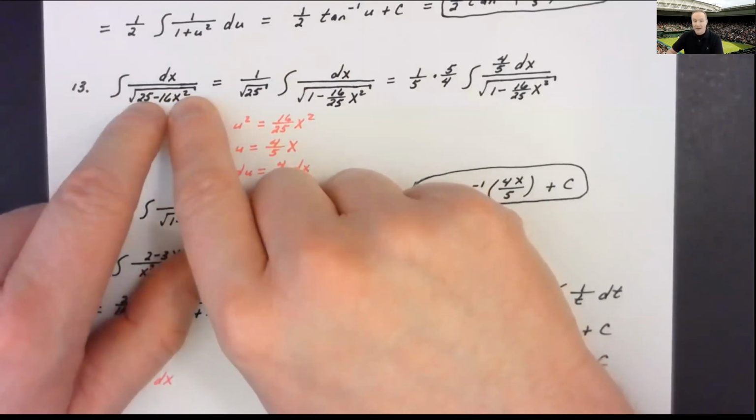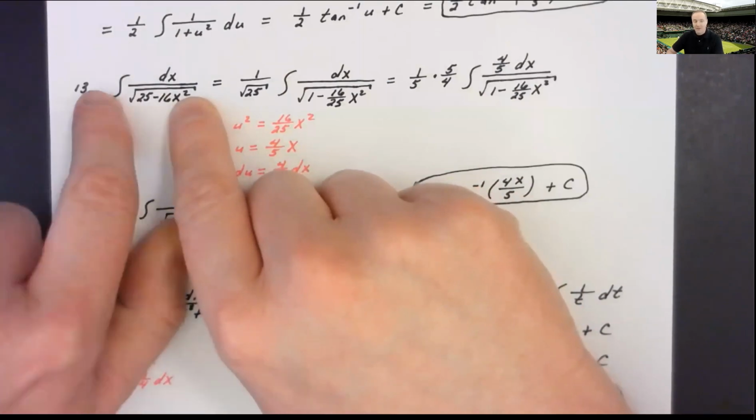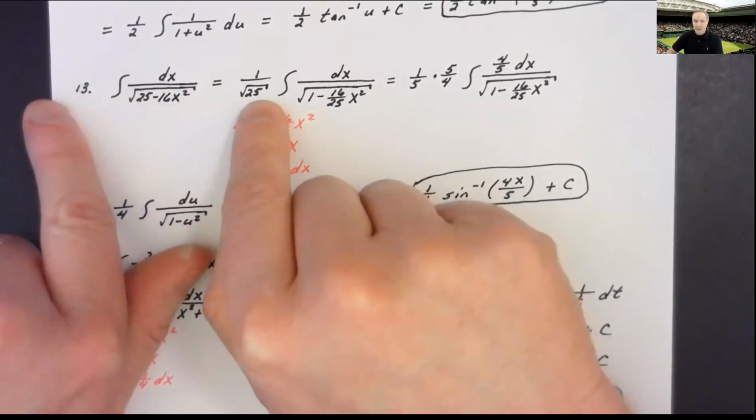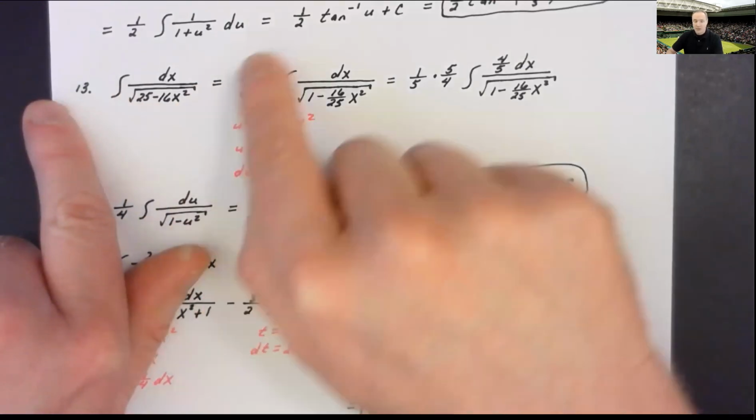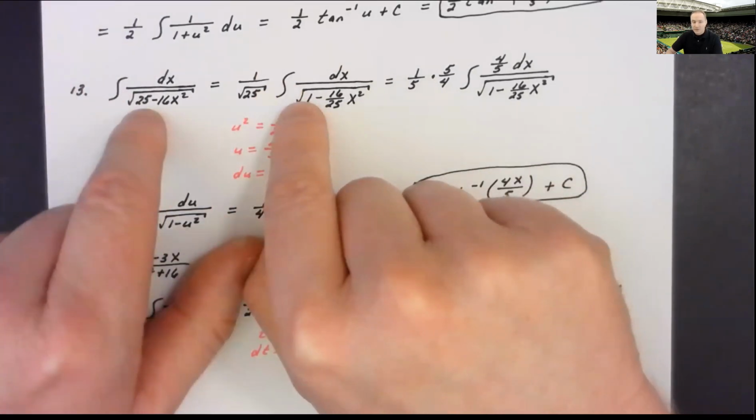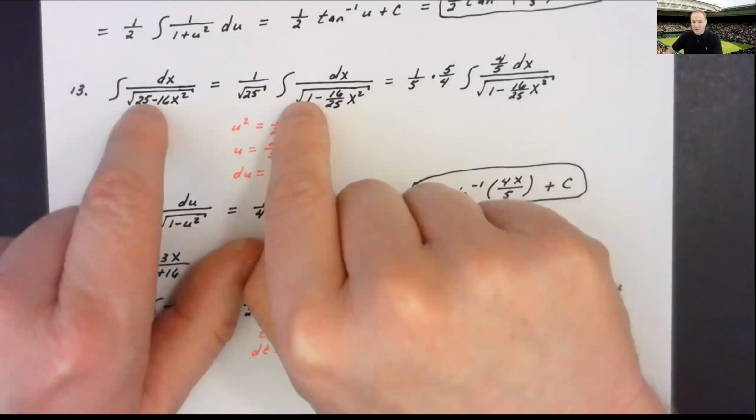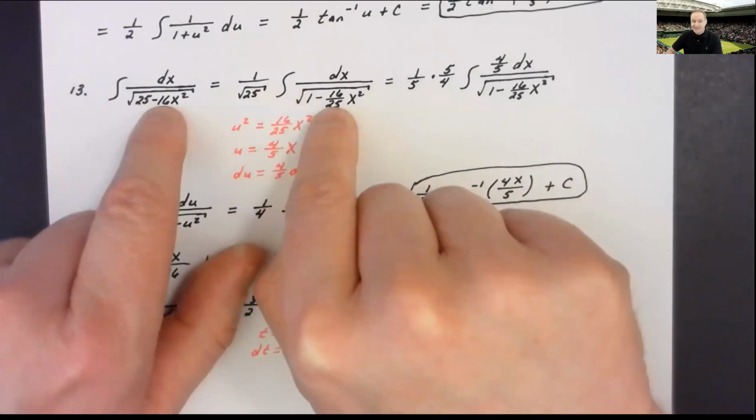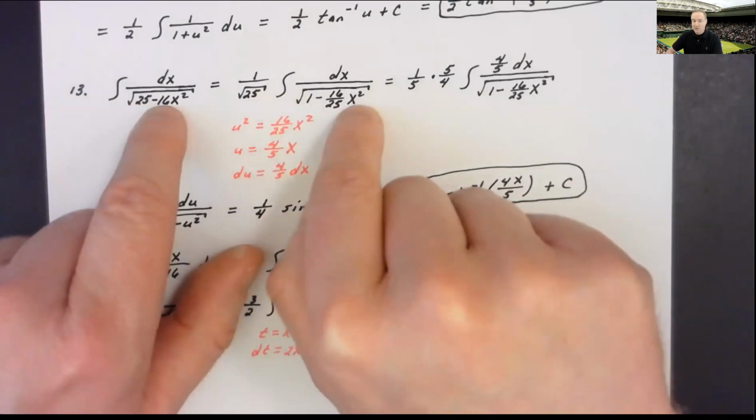So I need to divide the denominator by the square root of 25. I do that by factoring out the square root of 25, and then I factor it all the way to the outside, and my coefficient on the outside is going to be 1 over the root of 25. Now, if you factor that root of 25 out of this, then you're dividing both of these terms by 25. So you get the square root of 1 minus 16/25 x squared.